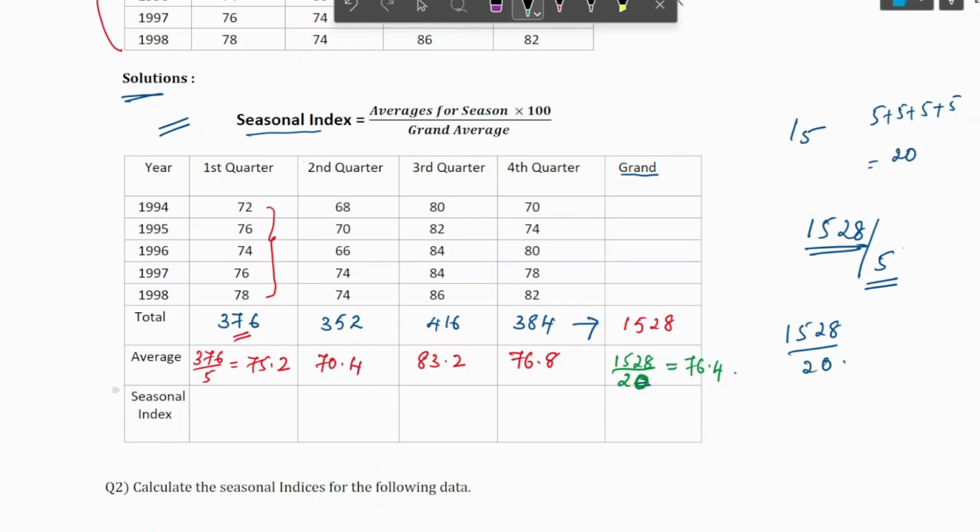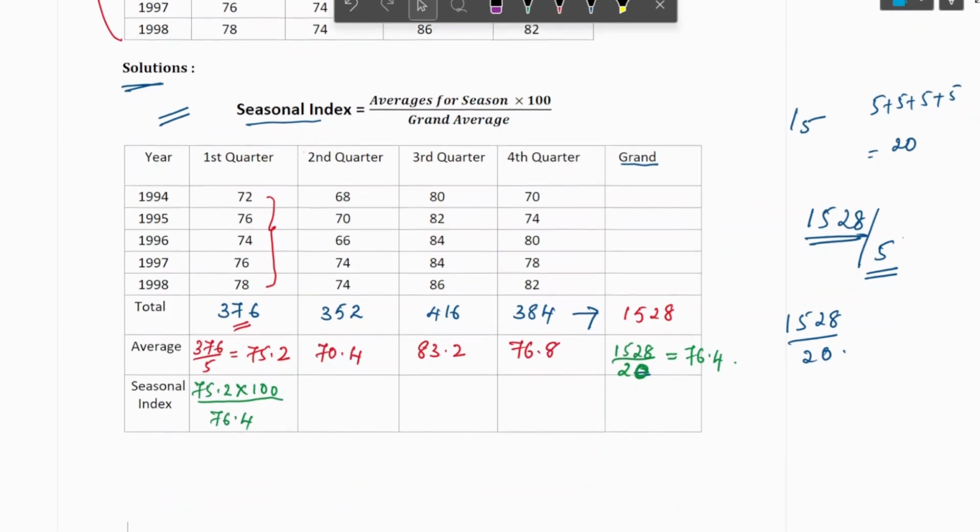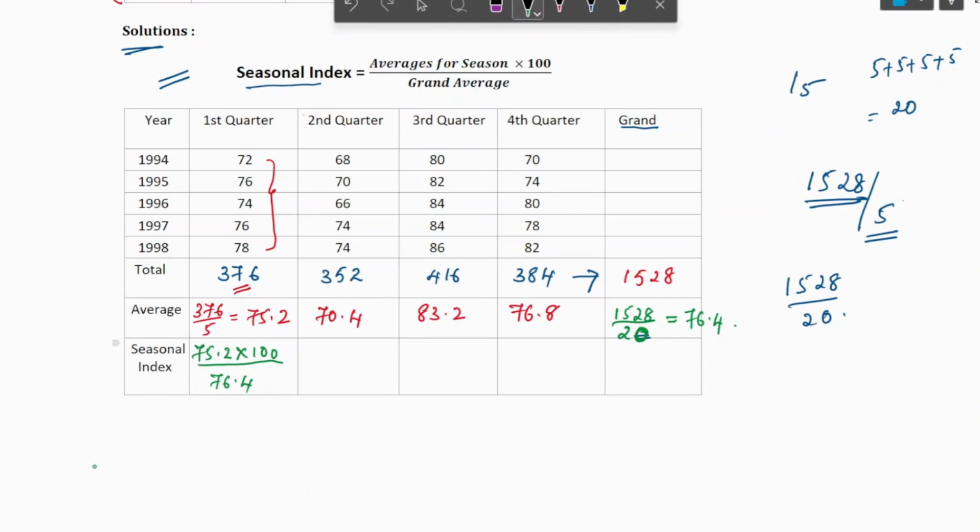Now last, once you finish this column, your answer is ready. Here you are finding the seasonal index. What is the seasonal index? Average for the season. That means for this particular quarter, what is the average? 75.2 into 100, that is the formula, whole divided by the grand average. What is your grand average? 76.4. One second, I'll just create some space here. Your calculation, I have written the answer, that is equal to 98.43. Just make this row quite bigger, then you can include everything inside.